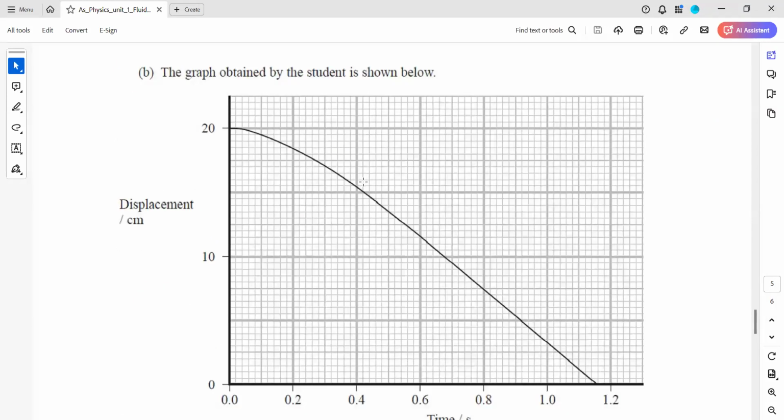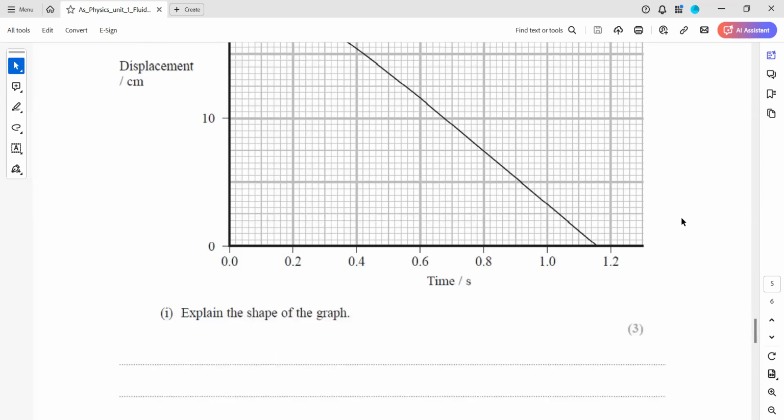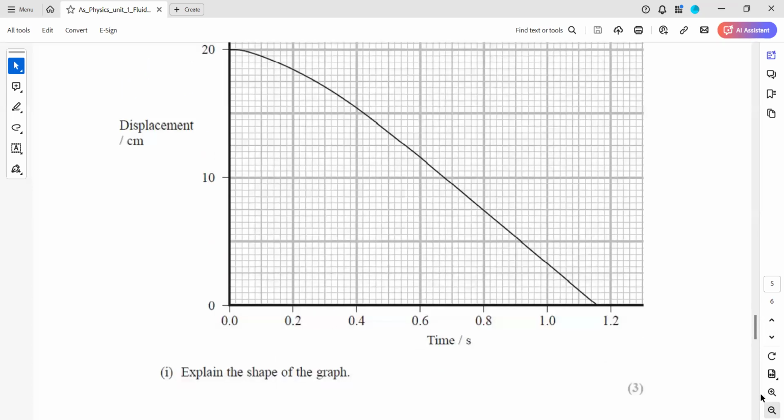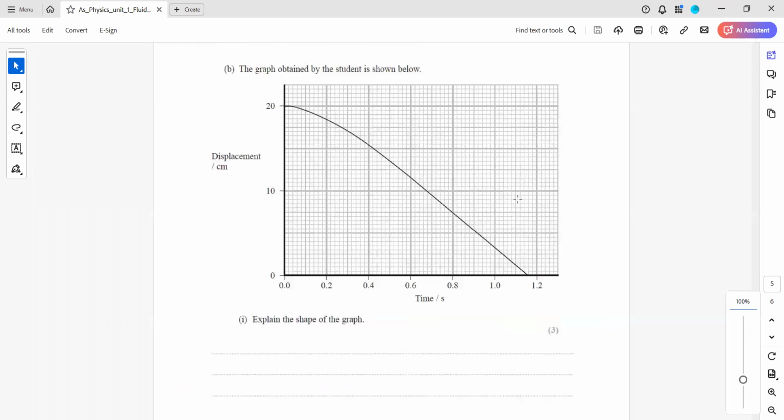The graph obtained by the student is shown below. Explain the shape of the graph. So you can see this is a displacement graph. For a displacement graph, what does the slope represent? Sorry, the slope represents the velocity, not the acceleration. So what happened to the slope? Slope refers to inclination with the x-axis. If we draw the horizontal line, you can see the angle is increasing and then the angle is constant.